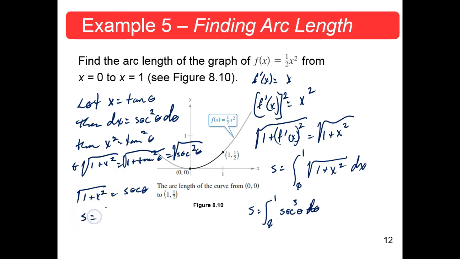So S is equal to the integral from 0 to 1. Now we need to do integration by parts. Now remember the parts, we let one be a u and the other be a dv. And the dv part is always going to have the d theta with it. The d's go together.